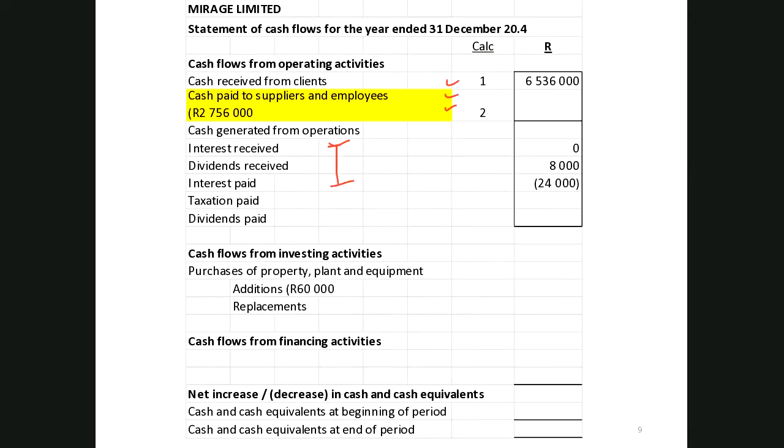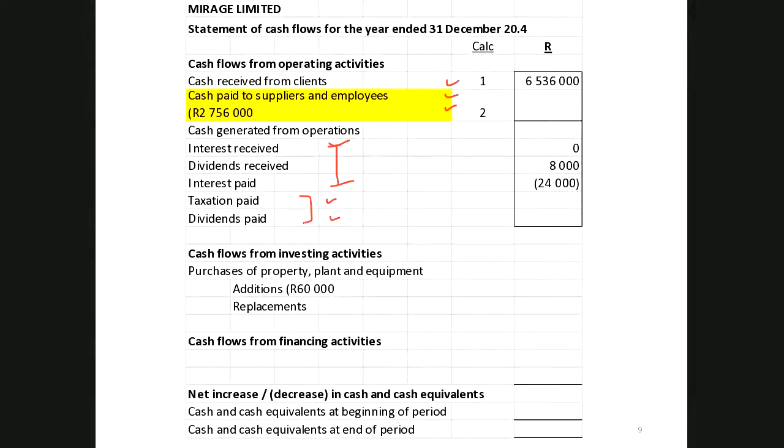But with tax paid and dividends paid, you have to reconstruct the current tax payable account, and you have to reconstruct the shareholders for dividend account, okay? So what I'm trying to do here is just tell you which ledger accounts you normally have to reconstruct for which line items. Then when you get to investing activities, you're looking at reconstructing your cost and accumulated depreciation accounts.